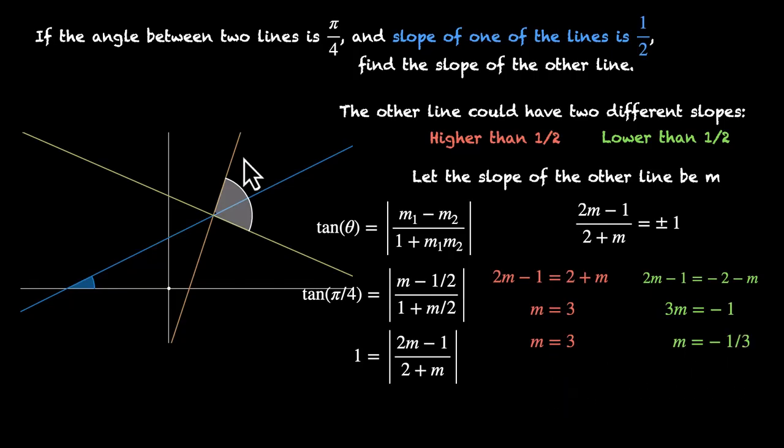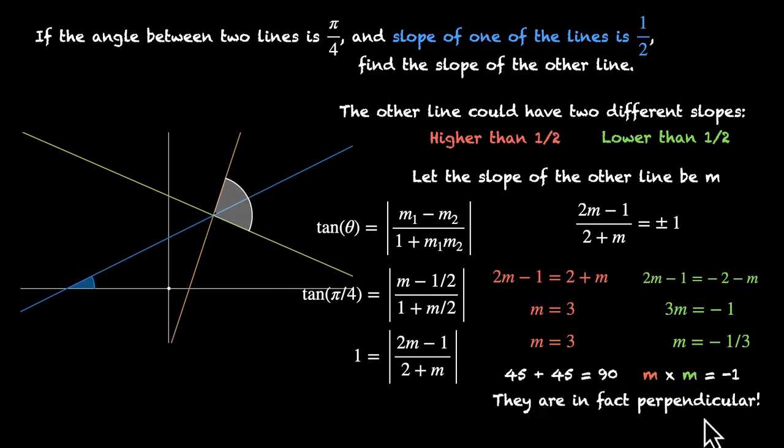This means this line has a slope of 3 and this line, this green one, has a slope of minus 1 by 3. And 45 plus 45 is 90, which is exactly what we're getting. These two slopes multiplied give us minus 1. If two slopes multiplied give minus 1, this means they're from perpendicular lines. So we're getting two such slopes here and they are in fact perpendicular.